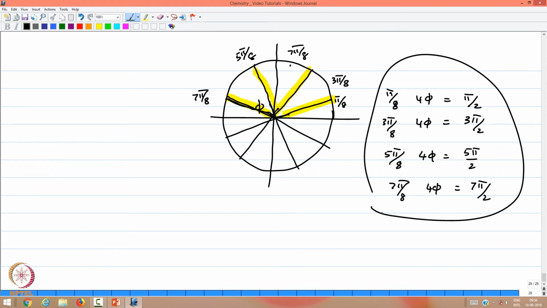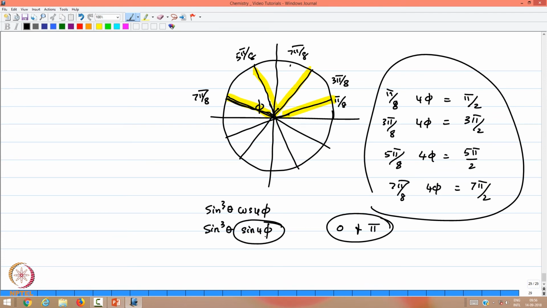Okay. This is for sine cube theta cos 4 phi, and exactly the same thing that you can do for sine cube theta sine 4 phi, which is 0, the real part is 0 for the values 0 and pi. Between 0 and pi there are 4 values of sine 4 phi which would be 0. Okay. So, those are the 4 nodes.